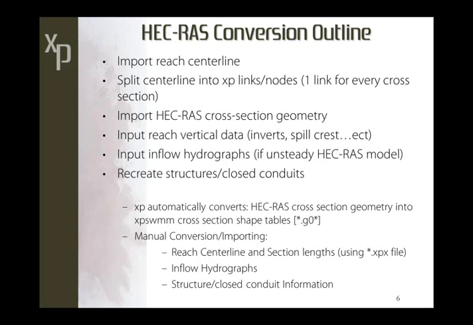The actual conversion of a HEC-RAS model will be in a few steps. The first is importing the reach center line into XP. The second would be then to split that center line into appropriate XP links and nodes. Now, it's important to note that every link in XP represents a single cross-section. From here, we would then import the HEC-RAS cross-section geometry, input vertical information such as the inverts and spill crests, input the inflow hydrographs from a HEC-RAS model, as well as recreate any structures or closed conduits that are used.